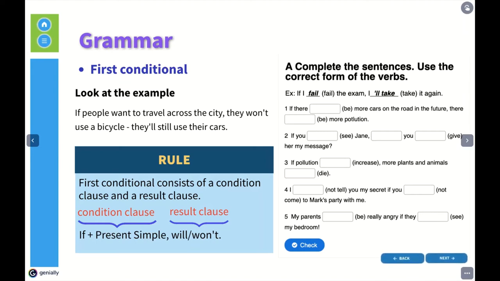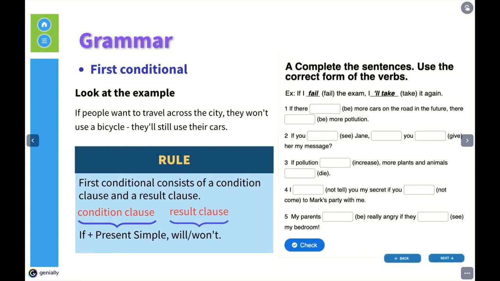If you use the condition clause at the beginning of the sentence, you need a comma after it. But if you use a result clause at the beginning of the sentence, you don't need to use a comma after the result clause. Okay, so these are the rules of the first conditional.